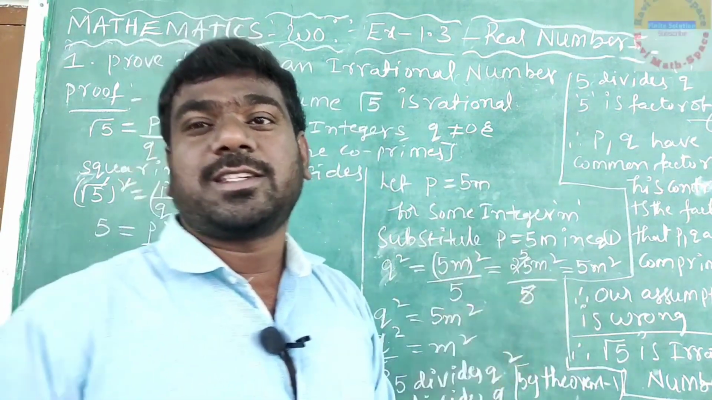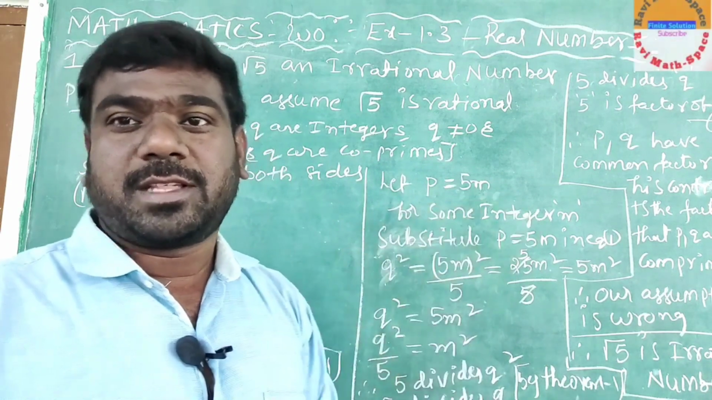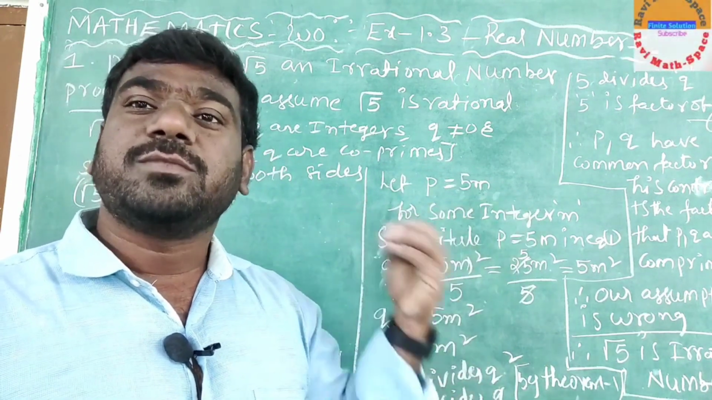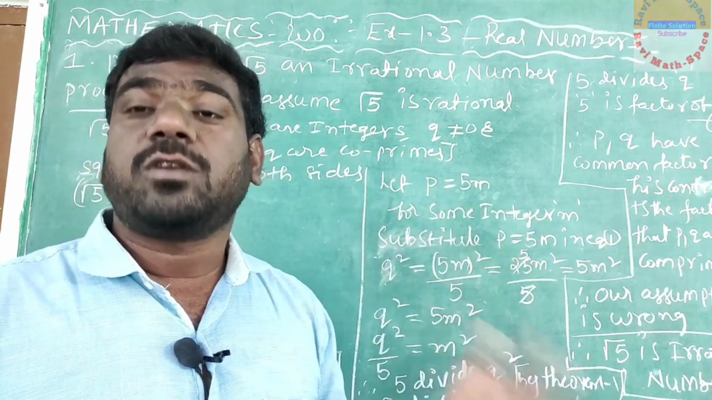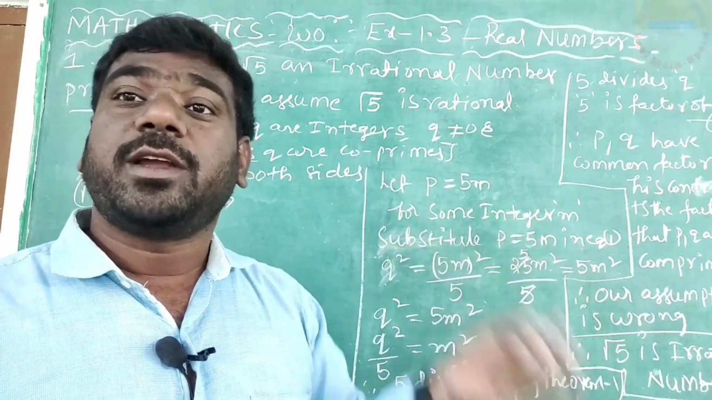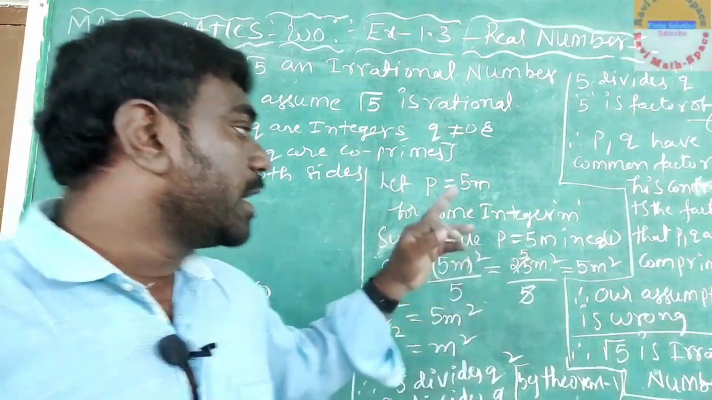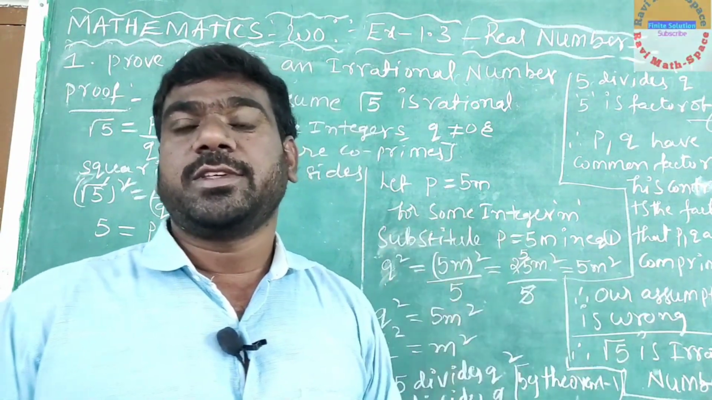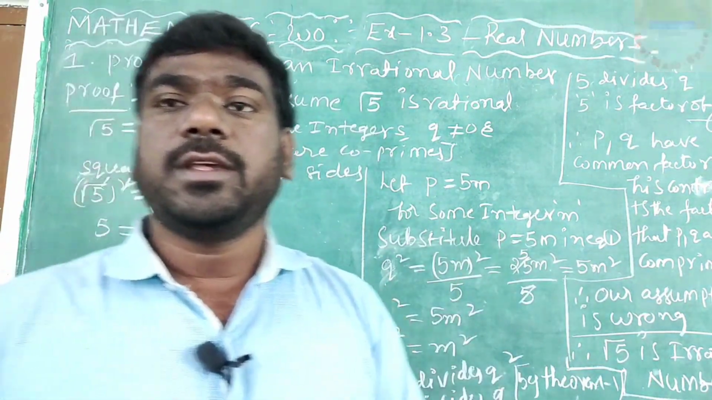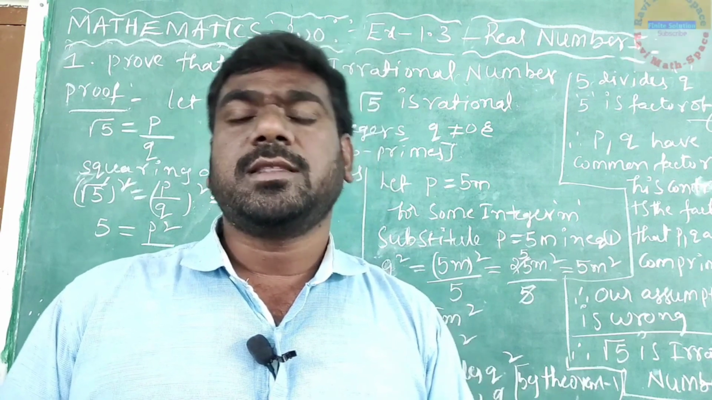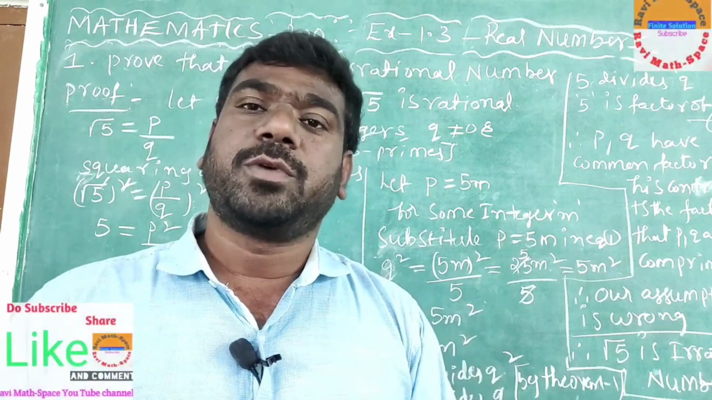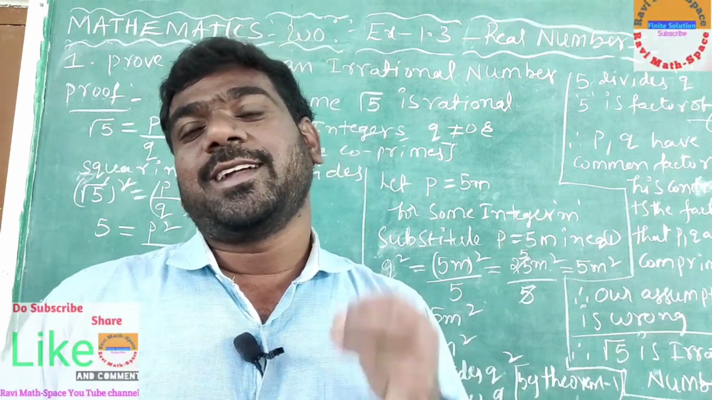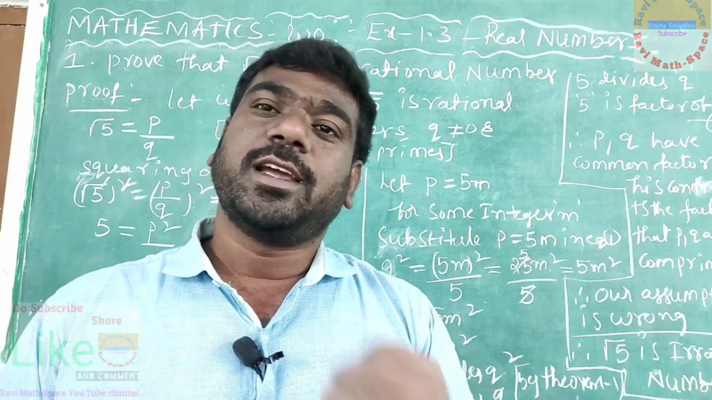This is a contradiction of the fact that p and q are co-prime numbers. Therefore, our assumption is wrong. What is our assumption? Root 5 is a rational number, which is a wrong assumption. We can conclude that root 5 is an irrational number. This is the proof of irrational numbers. Like this, any irrational number we can prove. I hope all children understand the concept thoroughly and perfectly.